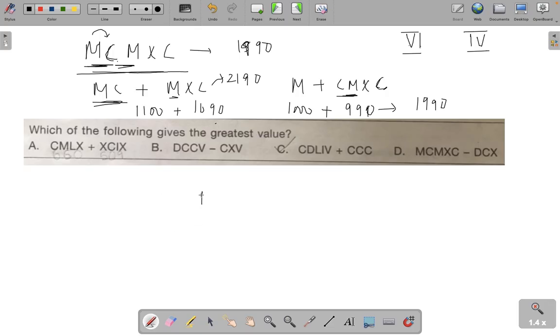If you are writing MC, and if you're solving this, you should not subtract. You should add C to M because C is smaller, M is larger, and C is to the right of M. So you should add, not subtract.